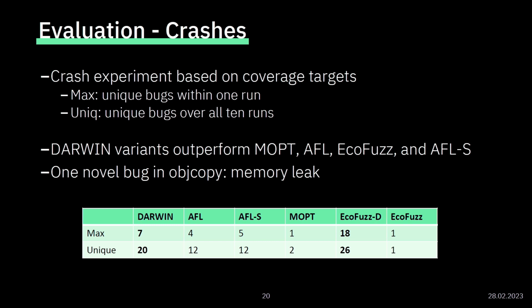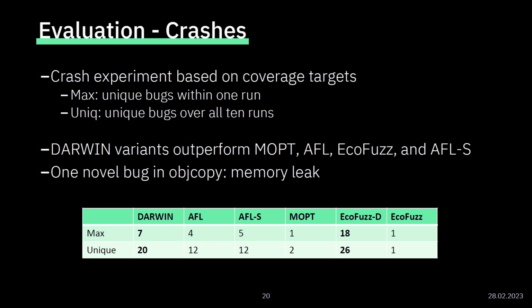And we also did a final experiment on crashes where we used our coverage targets from the beginning. Here we denoted two different measurements: the max measurement, which means the number of unique bugs we found within one run, and unique, which covers all 10 runs we performed. And here we can clearly see that the Darwin variants we implemented outperform the baseline as well as the related work. And notably, we also ported Darwin to EcoFuzz and can see that it makes a huge difference in bug finding capabilities.